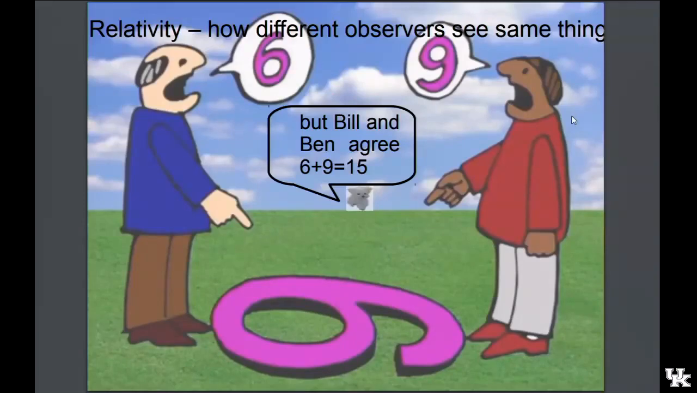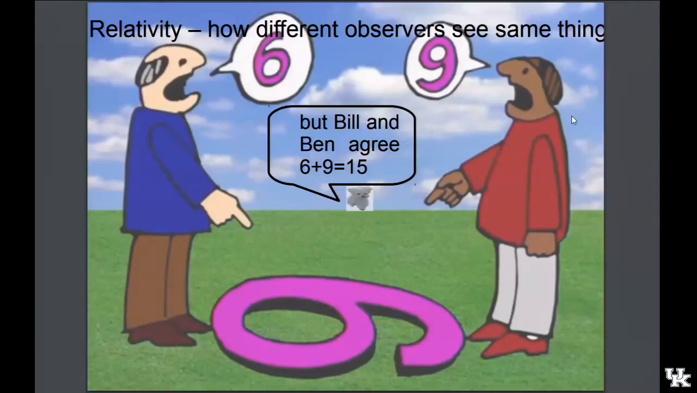They agree, though, that if they add the 6 and 9, they both get 15. So there's a mathematical law of addition that they agree on. And that's an example of what's going to come up as we study relativity. There's going to be some things that are relative, like the 6 and 9. Then there's going to be some things that are invariant, like the 6 plus 9 is 15.